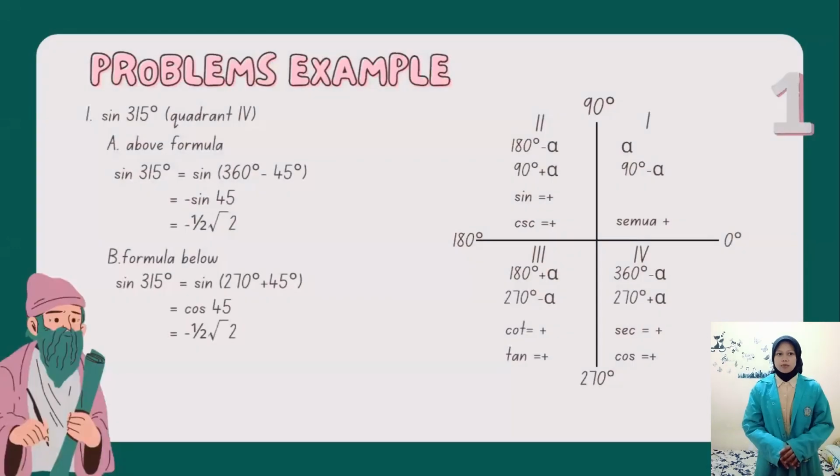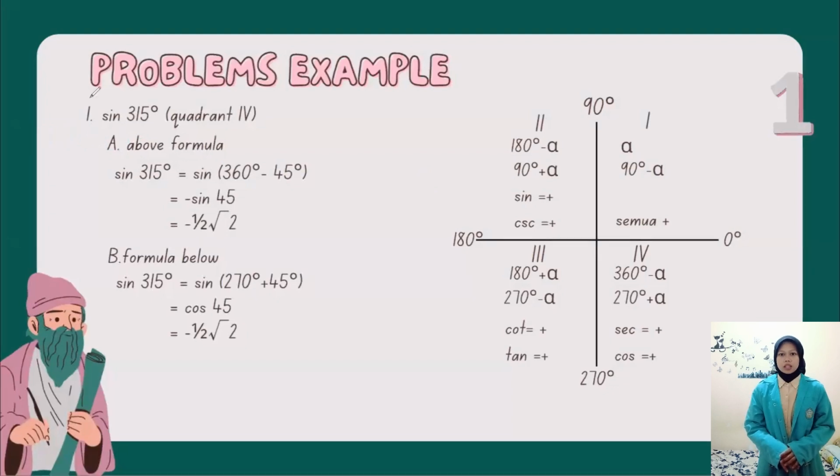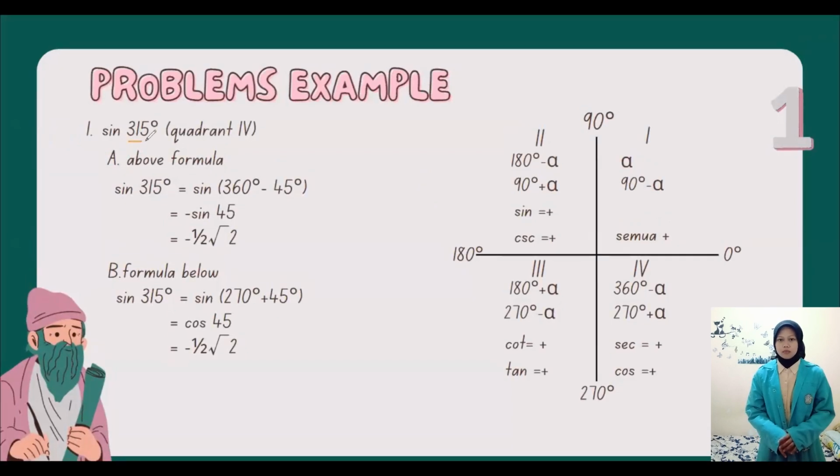The next problem is we will find the value of sinus alpha, where alpha is more than 90 degrees. Sinus 315 degrees, the position is in quadrant 4. But we will use two formulas. First, the above formula.